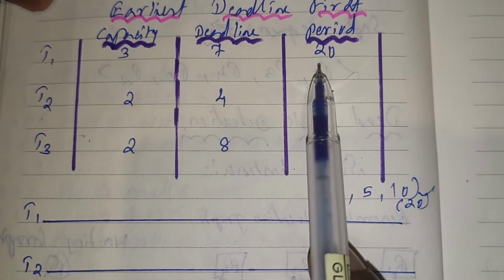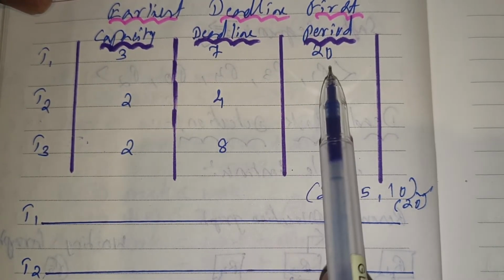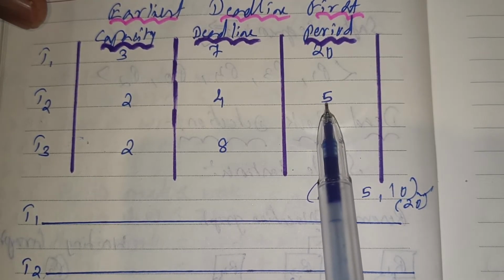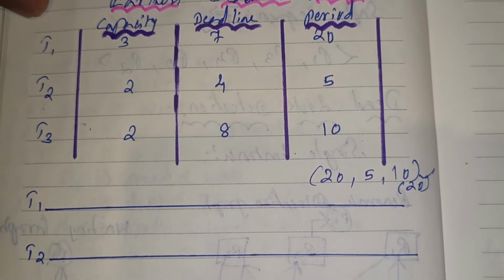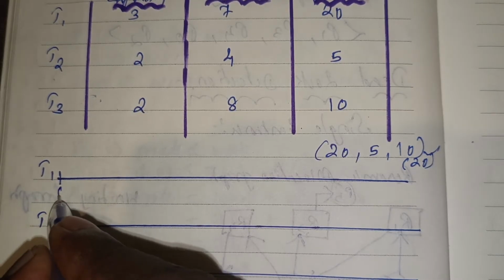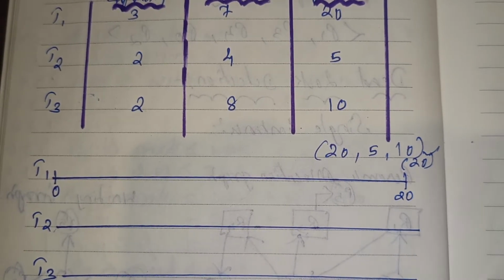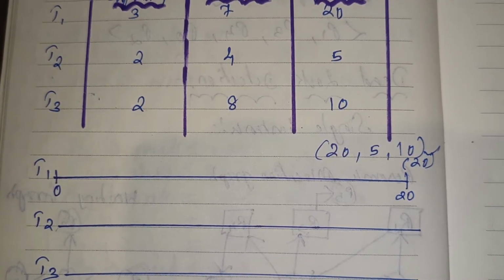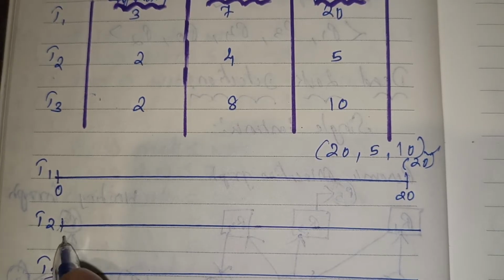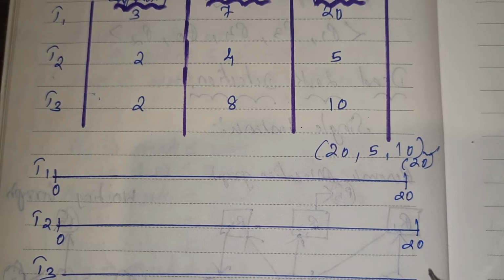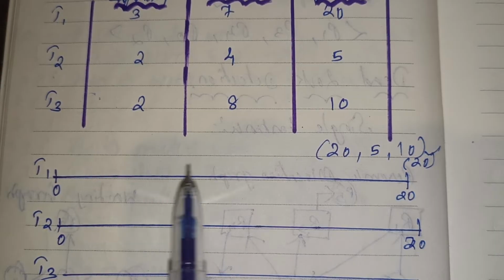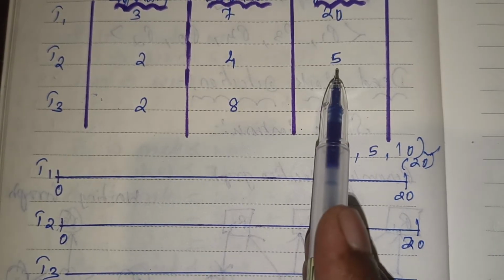You can see here the task, deadline, and capacity assigned. The maximum is 20, the second is 10, and the third is 5. Accordingly, we are going to draw this. For T1, it starts at 0 and ends at 20, which is the maximum for T1. And for T2, it starts at 0 and the maximum value, as we already found from the LCM, is 20. In between, the deadline is 4 and the period is 5.